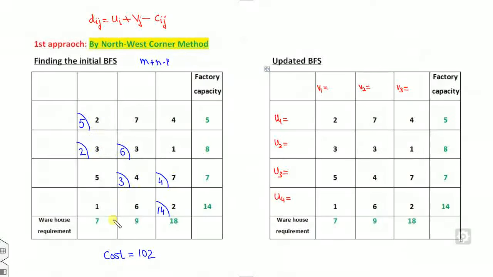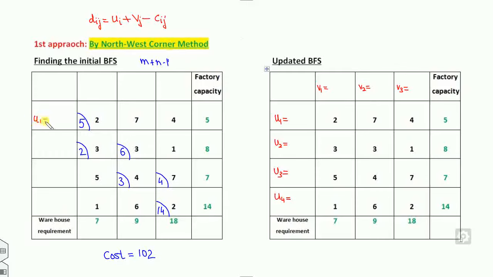Now if you calculate the cost of them, that is 5 multiplied by 2 plus 2 multiplied by 3 plus 6 multiplied by 3, and so on, you will get 102. So this is the initial cost. Now you will check whether this cost is the optimal one, whether these allocations are optimal or not. So we apply the Modi method.